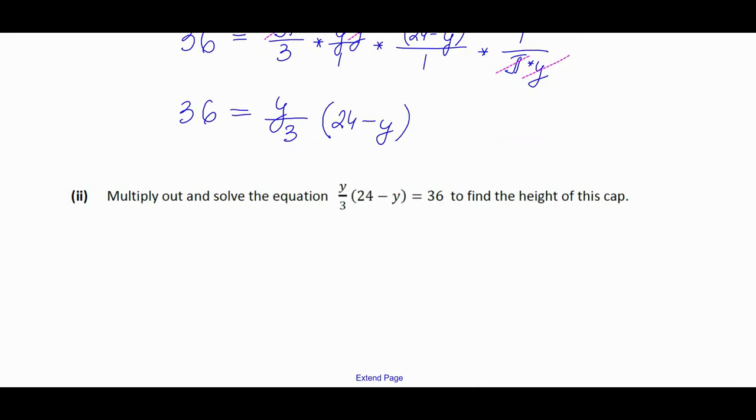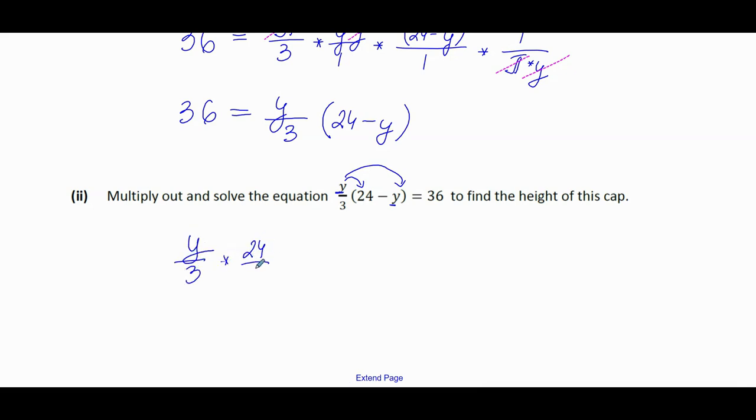So in the second part, they are saying multiply out and solve the equation to find the height of this cap, meaning find the value of y. Now, even if we couldn't really arrive at the answer in the first part, we can still deal with the second part because we have an equation and we have to solve it. Multiply, so we are multiplying the bracket. Again, how do I multiply a fraction by a number?